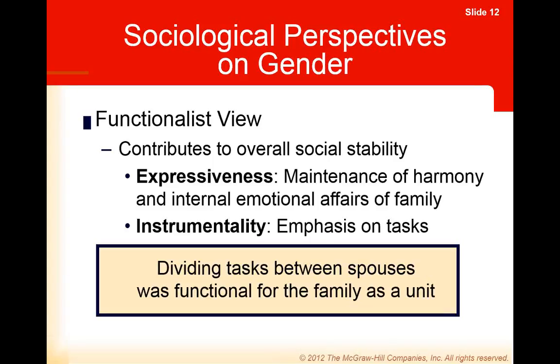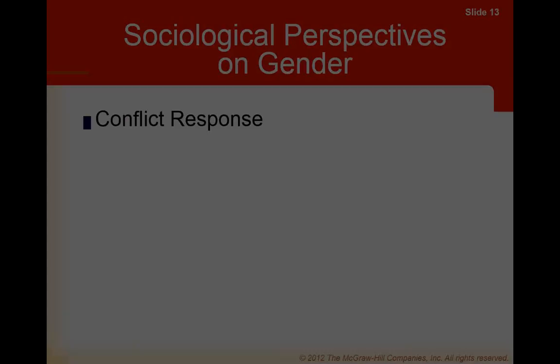Female is responsible for expressive tasks, which are maintenance of harmony and internal emotional affairs of the family. So, in traditional view, women are responsible for the emotional well-being, men are responsible for the physical well-being as far as providing resources. Women are still the primary caregivers if the child is sick, cleaning the child, stuff like that. So when we look at this, the dividing task between spouses actually made sure that children were taken care of very well. So the functionalist view actually says that stratification, gender stratification, is not necessarily a bad thing because it contributes to the overall social stability.